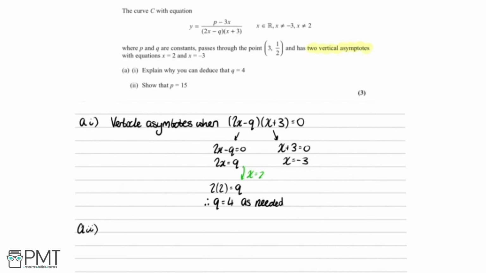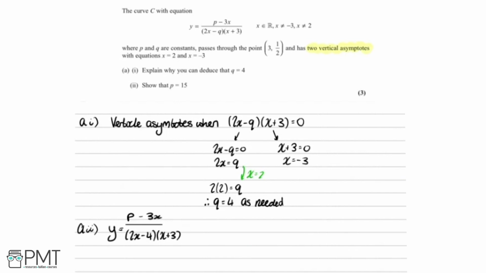So now A part 2 says we need to show that p equals 15. In the previous part we worked out what q equals. So I'm just quickly going to rewrite the equation for curve C right here, but replacing q with 4. So doing that, we get y equals (p minus 3x) all over (2x minus 4), because we're replacing the q with 4, multiplied by (x plus 3).